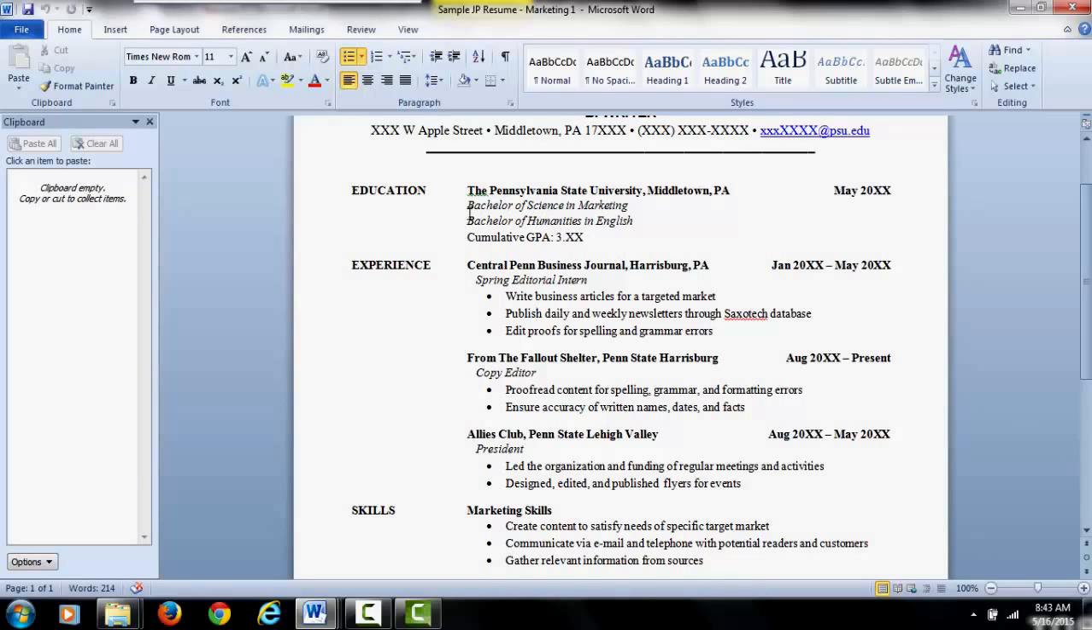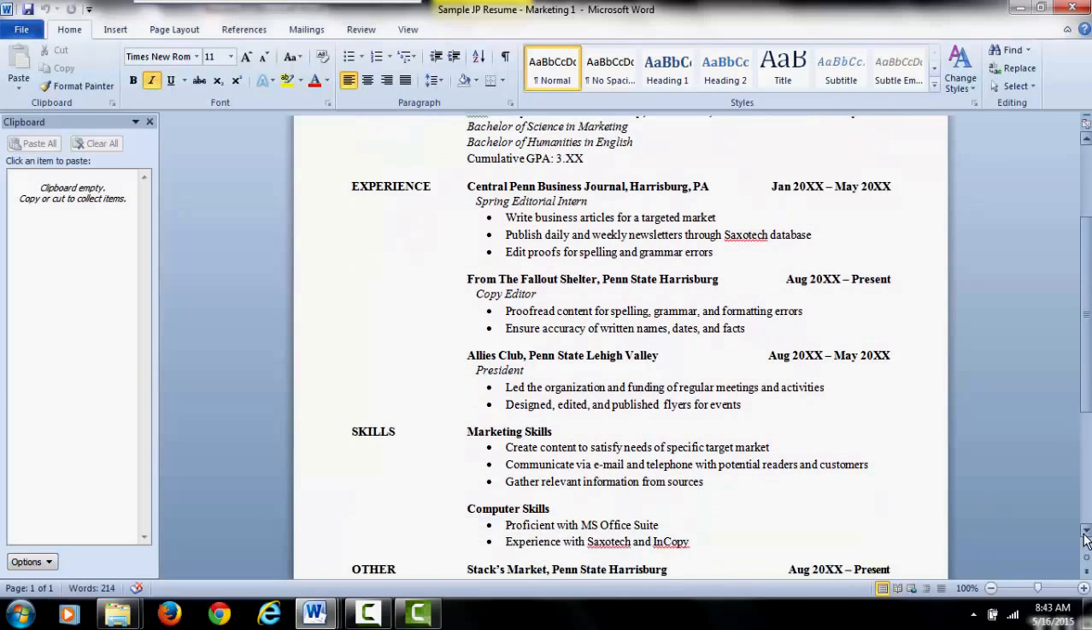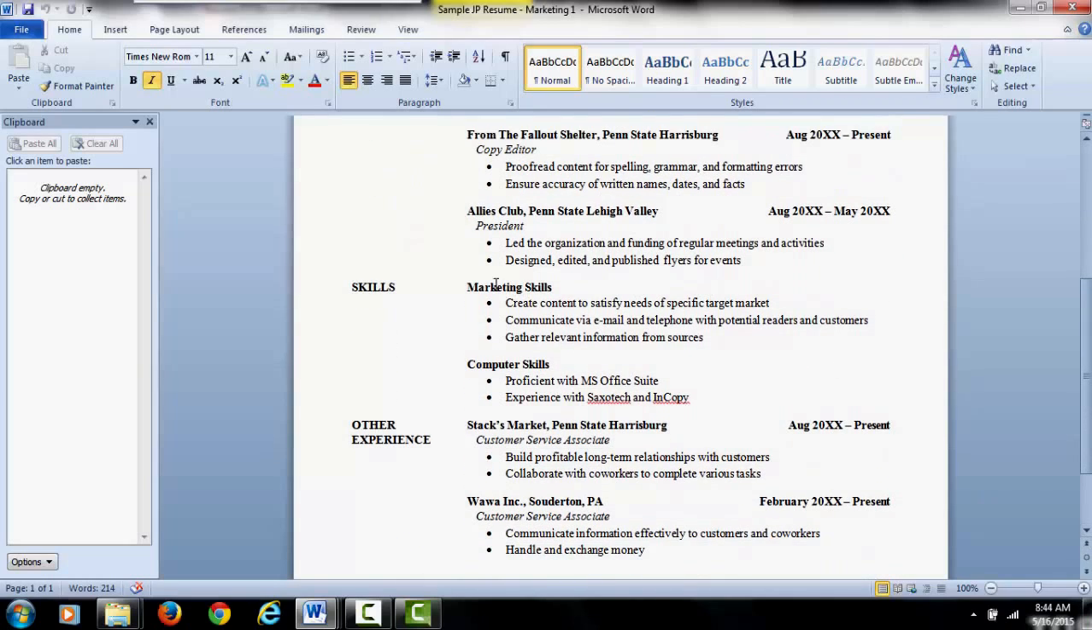This is a cool resume to look at because the person specialized it toward two different positions. This one is the marketing one, so you see they have Bachelor of Science in Marketing. They have a dual degree here, so there's marketing, and then English is below it. Under experience they have the Central Penn Business Journal. They wrote business articles, remember, this is the marketing one, published daily and weekly newsletter, and they wrote business articles for a targeted market. Basically, they have marketing skills under skills.